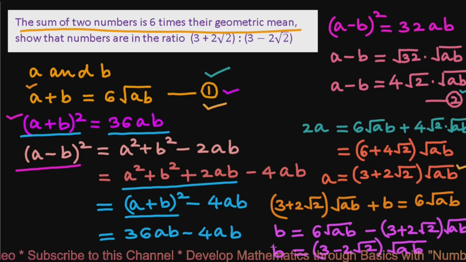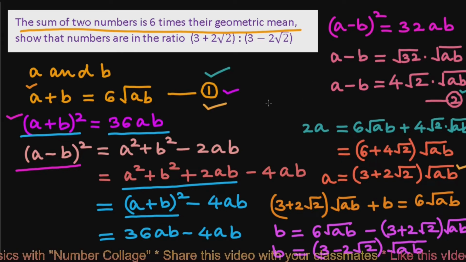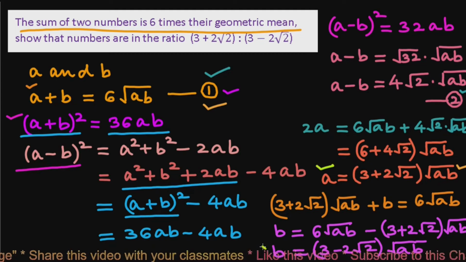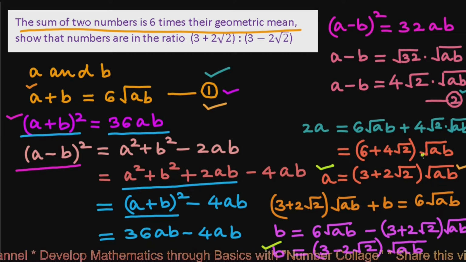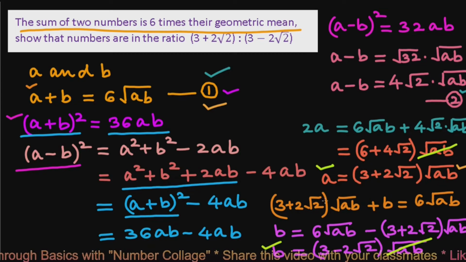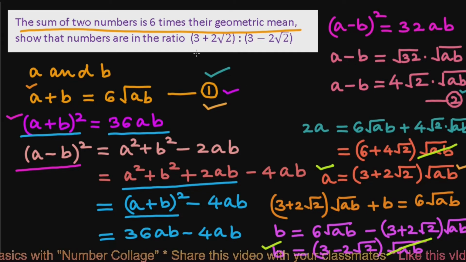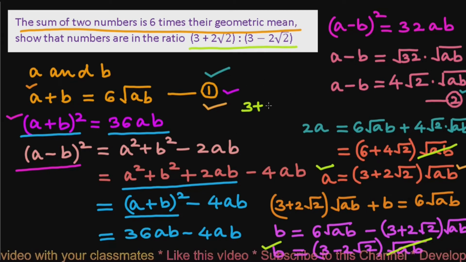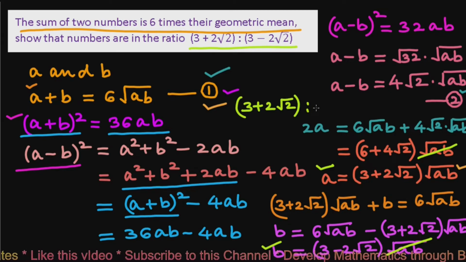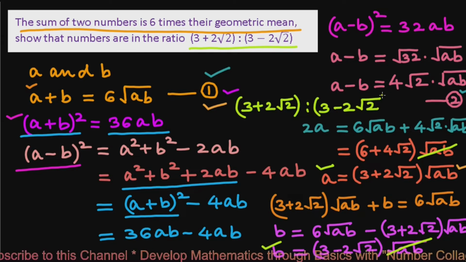This is the value of B. Now when we take the ratio of this A to this B, this root AB cancels from both sides and we get this ratio, which is 3 plus 2 root 2 is to 3 minus 2 root 2.